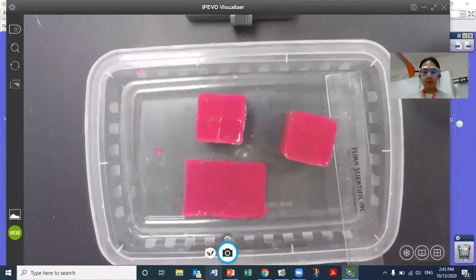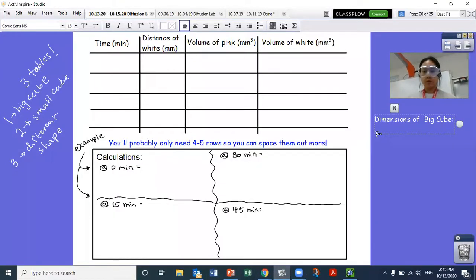So we want to record that. Base equals 30 millimeters. So you want to write this down in your notebook. Width equals 30 millimeters and height equals 27 millimeters. So now I want you to calculate your initial volume and your initial surface area for the big cube.